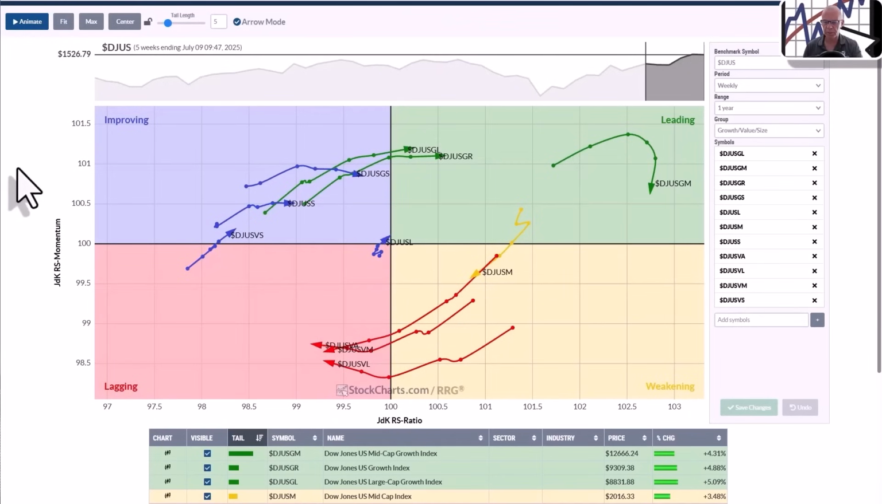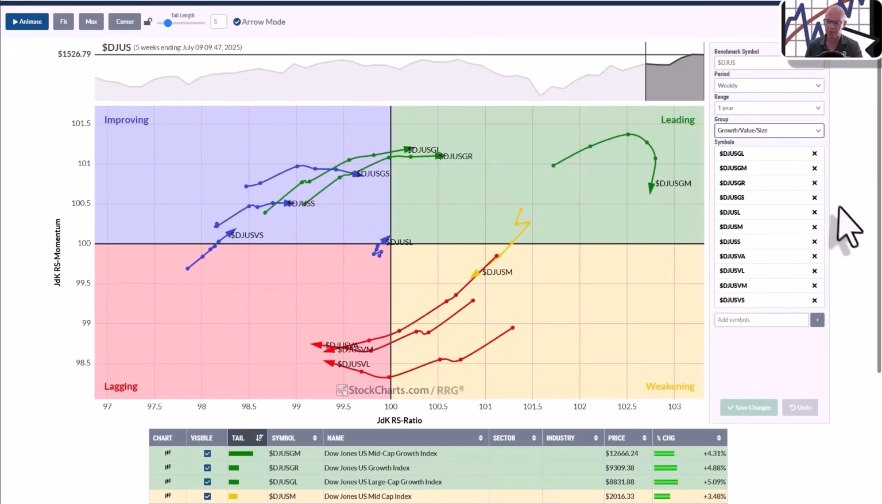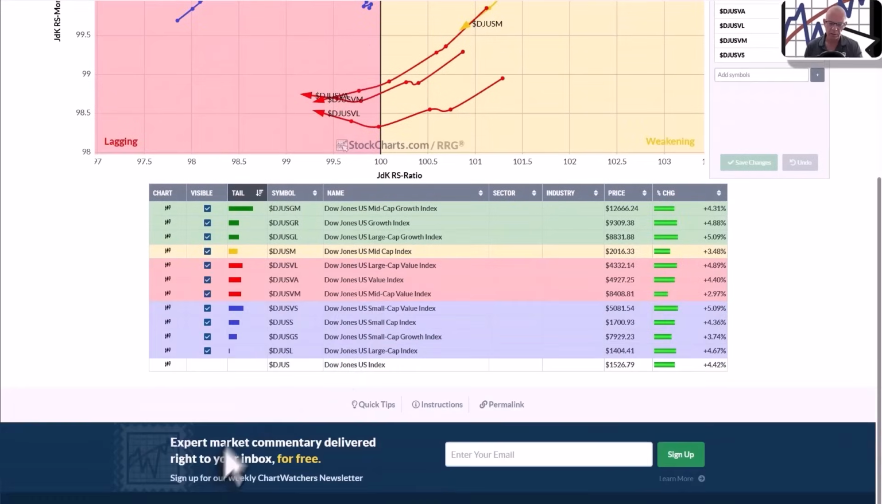And as promised, I want to finish this video with a look at factors, size and growth value, pretty much. And that's also a pre-defined group in the drop-down, growth value size. I use that a lot because you can play around with it. I'm going to try to show you what I mean. So here you see all these factors listed on an RRG.